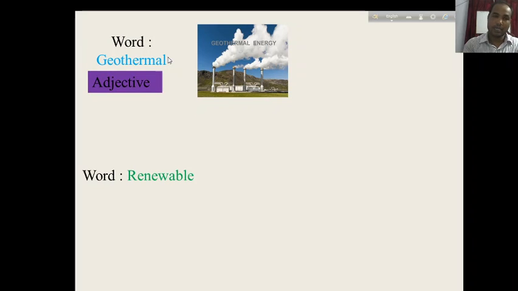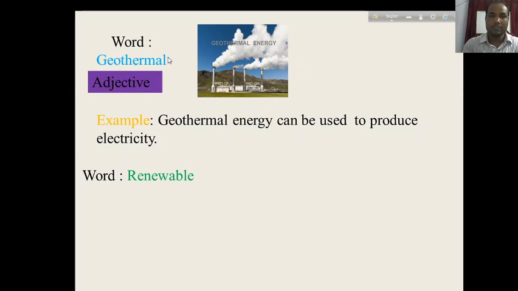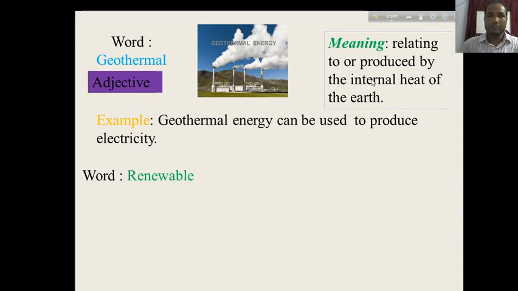And it's an adjective. For example, we can use the word geothermal: Geothermal energy can be used to produce electricity. Let's see the meaning. Relating to or produced by the internal heat of the earth. Geothermal means relating to or produced by the internal heat of the earth. That means one kind of energy which is produced from the internal heat of the earth. That is geothermal energy.